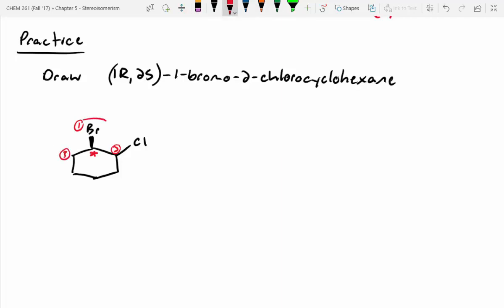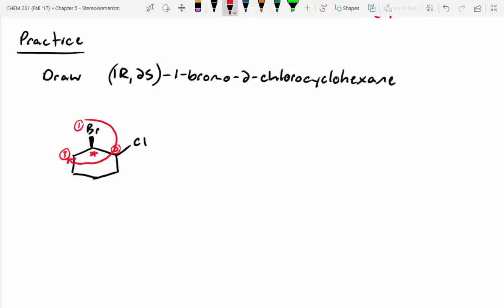So if we go around like this, I'm turning it to the right. So that looks like an R to me because that assumed hydrogen has to be a dash, right? So I'd say this is good. We're in the correct configuration. I just got lucky drawing this as an R.